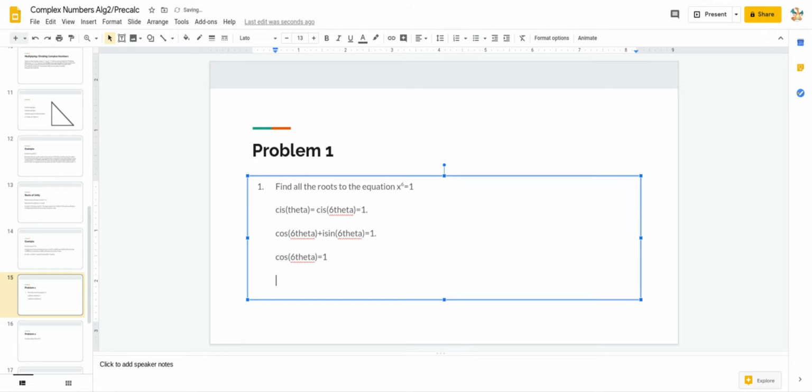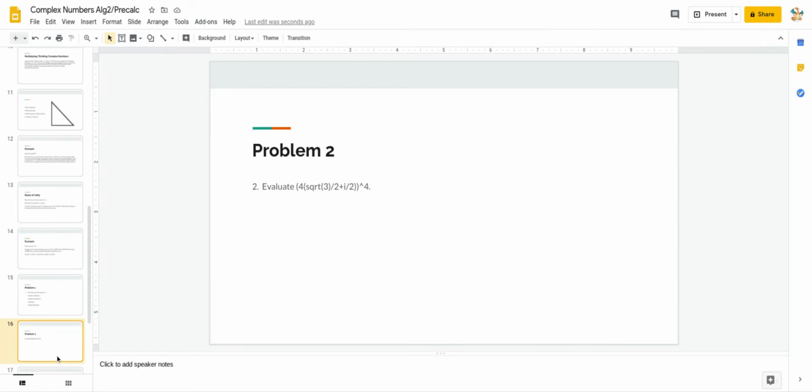So now it's pretty easy. It's just when theta is equal to 0, 60, 120, 180, 240, and 300. So those are your answers. Your roots are cis 0, cis 60, cis 120, 180, 240, 300. So those are your roots. Okay, number 2.